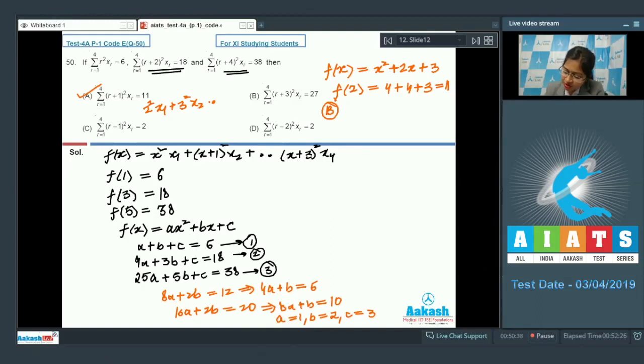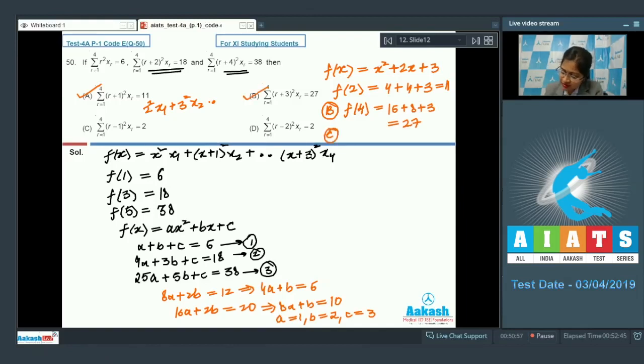Similarly, let's find in option number B, we have to find 4 square into x1 plus 5 square into x2 and so on. That is, we have to find f of 4. That is equal to 16 plus 8 plus 3, that is equal to 27. So option number B is also correct.